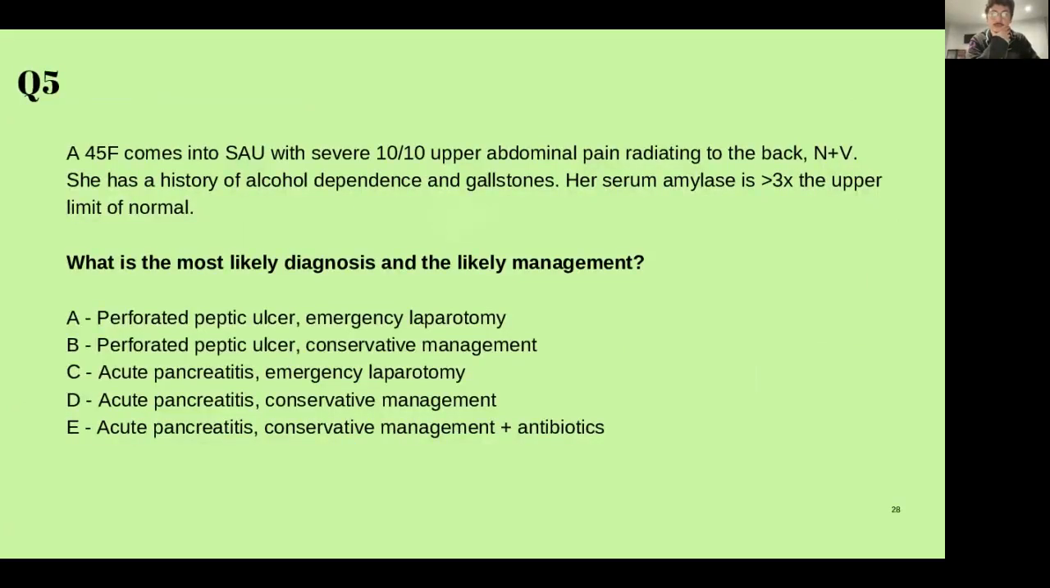So next question, I will just put the poll up. So 45-year-old female comes into SAU, very severe upper abdominal pain radiating to the back, nausea, vomiting, history of alcohol dependence and gallstones. Her serum amylase is more than 3 times the upper limit of normal. So what are we thinking?